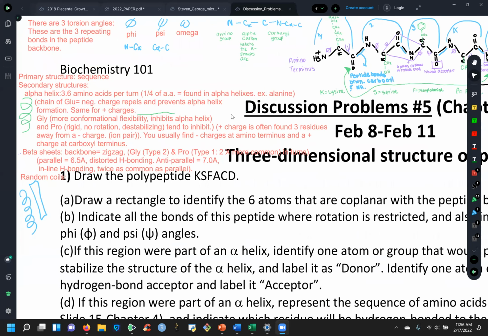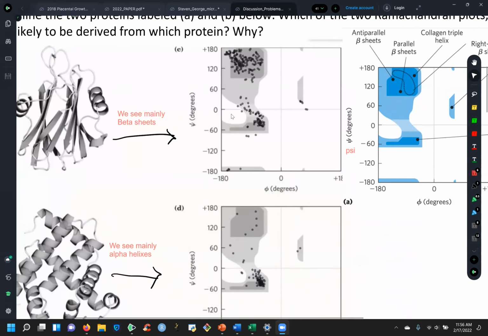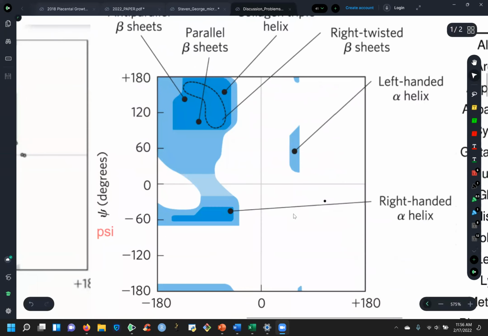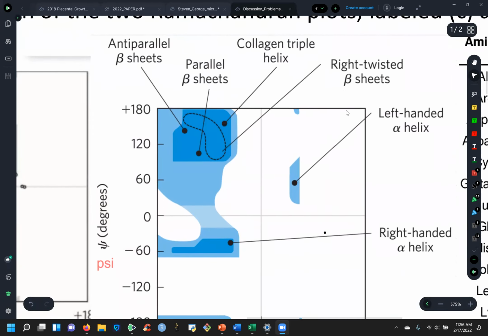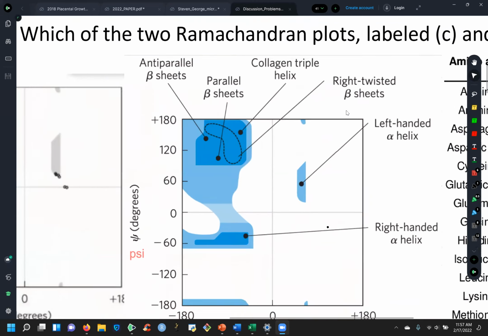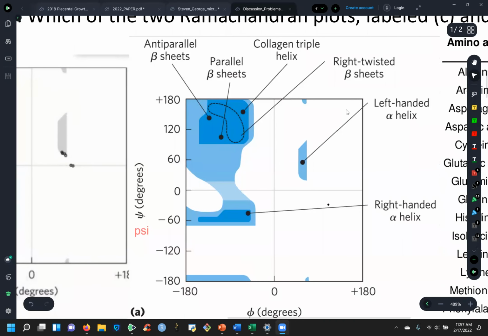What else do we have? Okay, let's move on to Ramachandran plots. So this I can just do on the screen. Okay, so Ramachandran plots are amazing. They are so cool because they're so easy. So first of all, the first thing you have to absolutely know how to do is draw a plot.